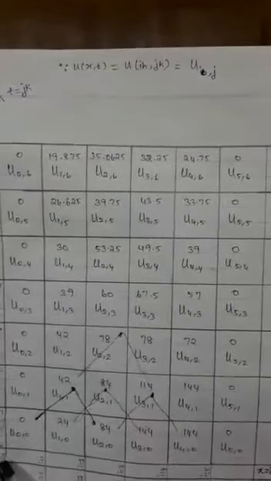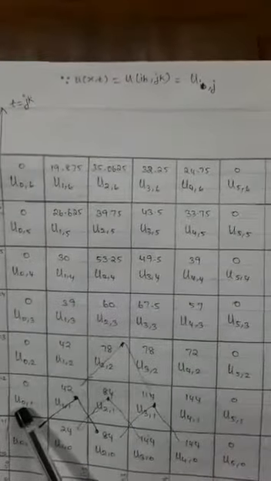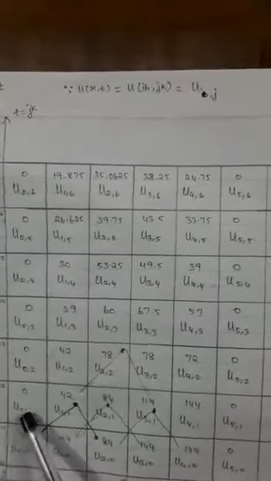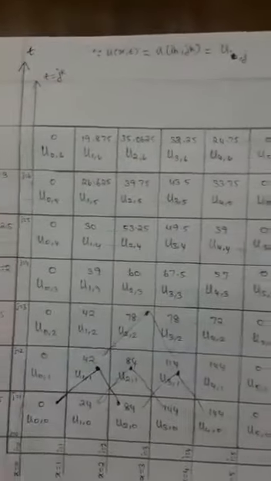This is the first boundary condition and it is represented in the first column. It is represented as u i comma j. That is, i value is 0, j value is 0, that is u 0 comma 0. Then here i value is 0, j value is 1, u 0 comma 1. All the values of the first boundary condition are represented in the first column.